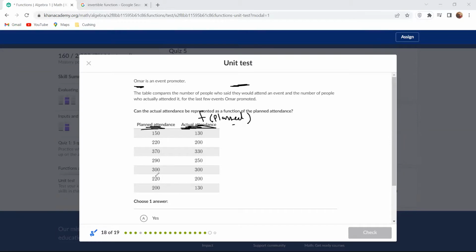So are there any inputs with multiple outputs? For the input 150, what's the output? It's only 130. For 220, the output is 200, and down here it says 220 is 200 again, so that's fine. On those two times where they had a planned of 220, they had an actual of 200, so that's okay. It looks like there are two inputs listed, but the input only has that one output. The input is 200, good, 300. I'm going to call this a function, and say yes.